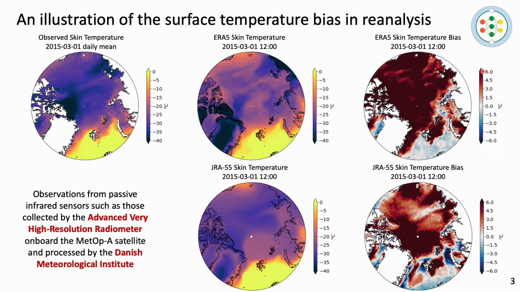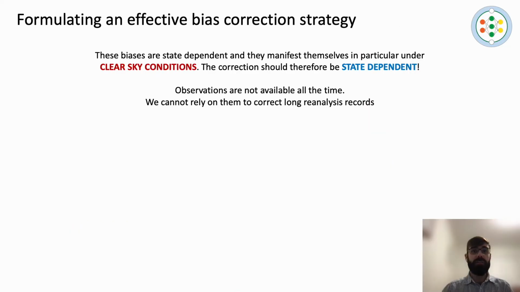Also, please notice that this bias is not constant everywhere, but it's much more pronounced under clear sky conditions. In those occurrences, the surface can radiate much more energy to space and cool more effectively. And so we arrive at the core of this study, which is formulating an effective bias correction strategy.